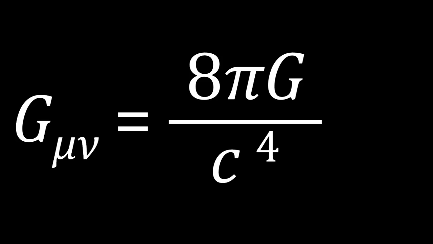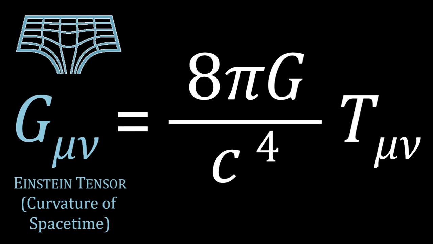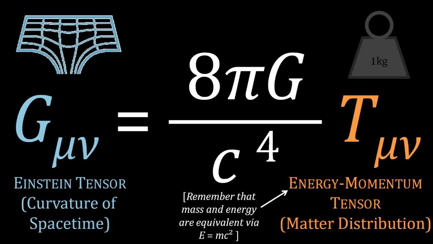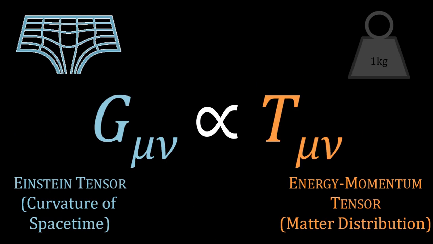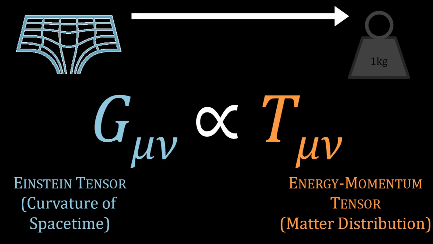Here it is. G mu nu equals 8 pi G over c to the power of 4 times T mu nu. The G mu nu represents the curvature of spacetime, and the T mu nu represents the distribution of matter in the universe. The bit in the middle is constant, so we can take it out and we are left with this beautiful relationship. Curvature is proportional to matter distribution. The equation, and general relativity as a whole, was summarized in this way by physicist John Wheeler. Spacetime tells matter how to move, matter tells spacetime how to curve.